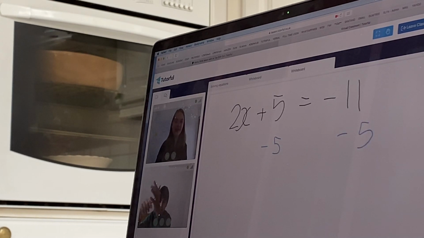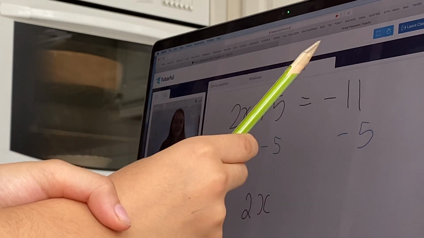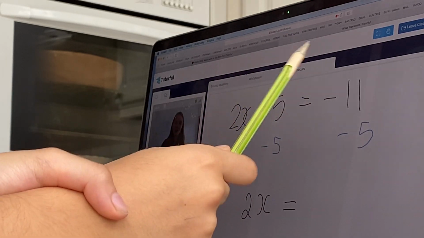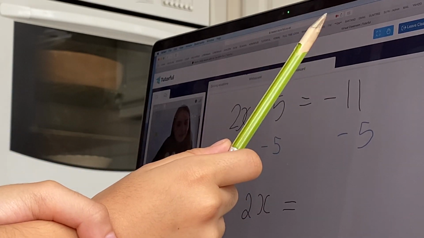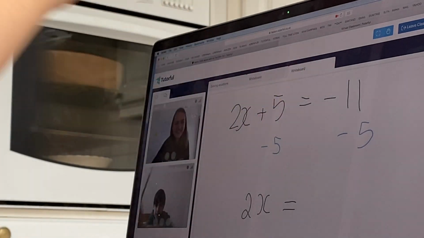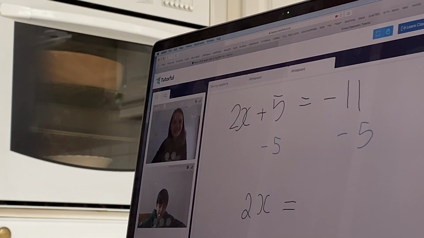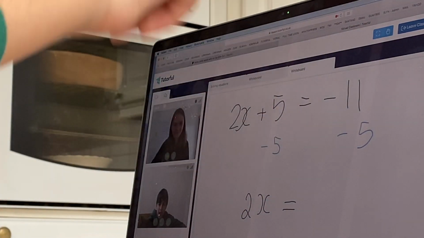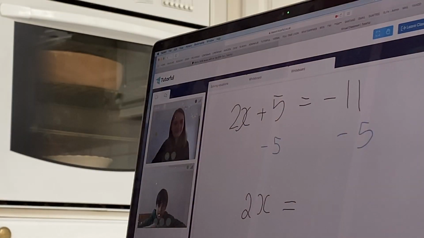Okay, so then 2x plus 5 minus 5 is 0, leaving 2x. And then minus 11 minus 5 is not minus 6. Remember, it's minus 11 minus 5. Oh, we're going to have to add. Okay, we'll add it. Negative 16. Perfect. Negative 16.